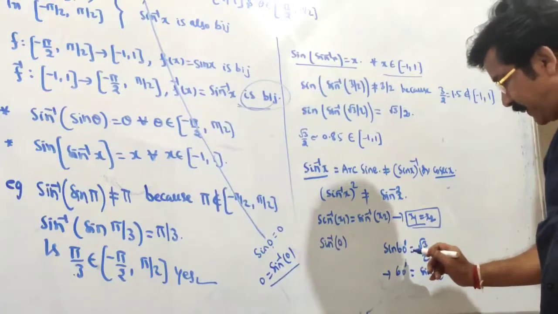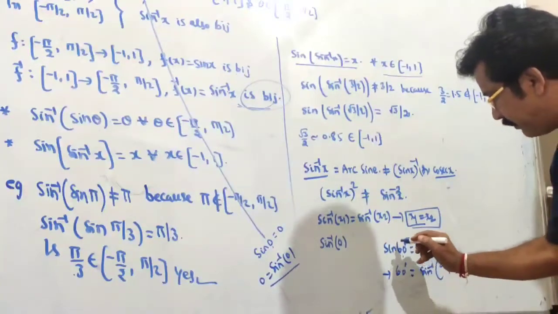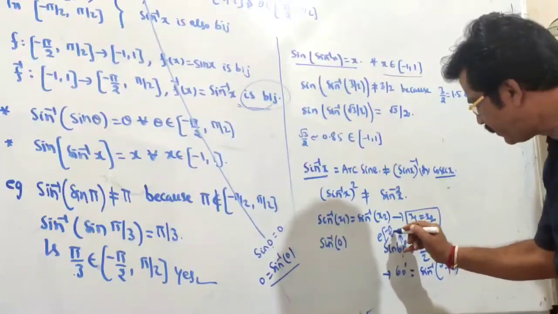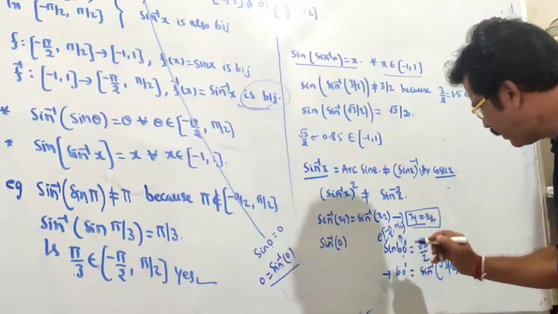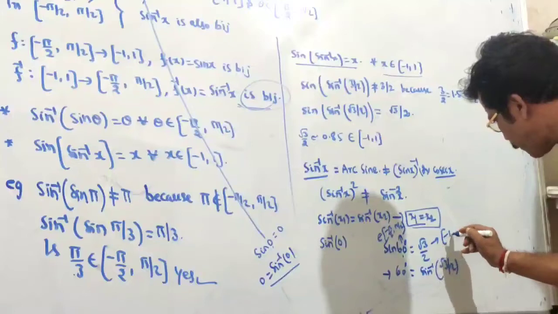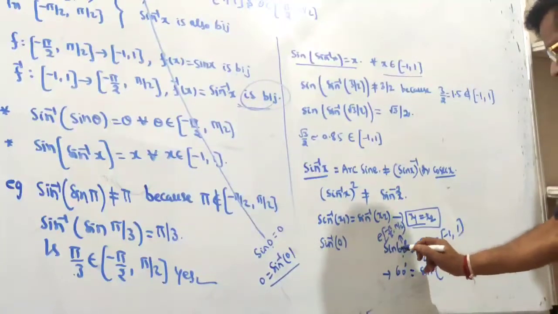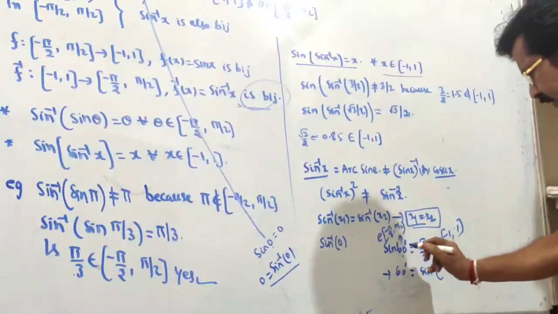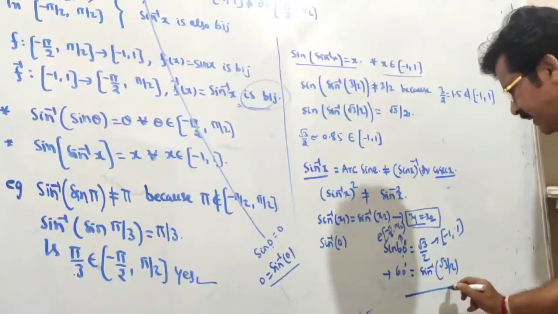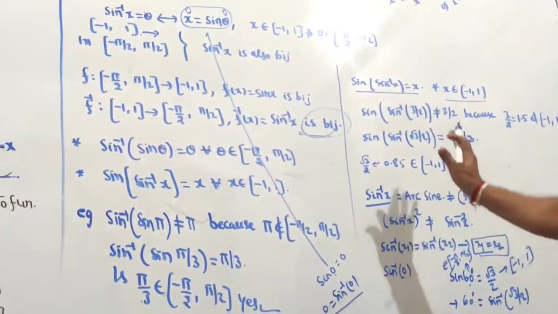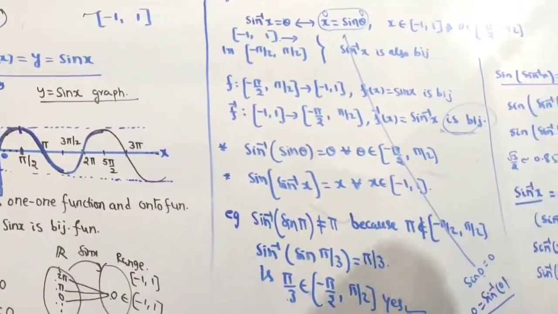When is it possible? This theta must belong to the closed interval of minus pi by 2 comma plus pi by 2, and this value must belong to the closed interval of minus 1 comma plus 1. If both hold, then only we can write like that. Otherwise it is not possible. This is all about the sin inverse function.